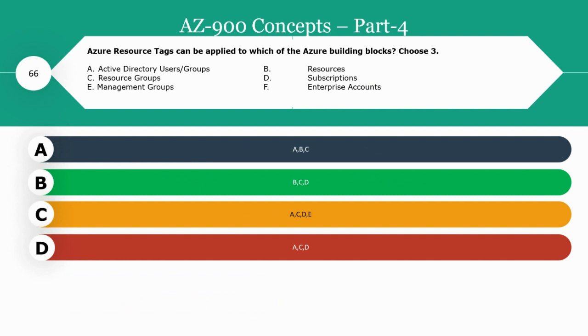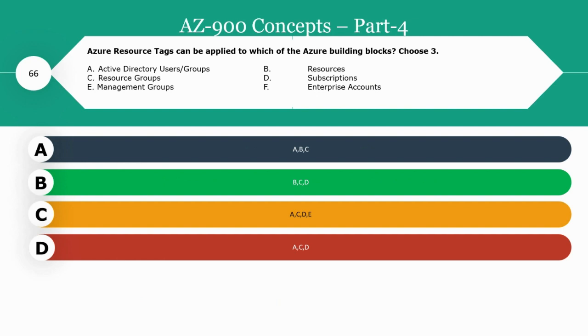Azure resource tags can be applied to which of the Azure building blocks? You need to choose three options. Option A, Active Directory users or groups. Option B, resources. Option C, resource groups. Option D, subscriptions. Option E, management groups. Option F, enterprise accounts.